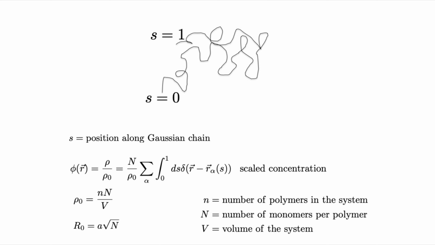Parameterizing the Gaussian chain by S, so S equals 0 at one end and S equals 1 at the other, we can write a concentration like so, as an integral over the chain. I've scaled it by the average monomer concentration ρ0. One useful quantity for the Gaussian chain is the average end-to-end distance r0. We can chop the Gaussian chain into n pieces or segments of length a. A Gaussian chain is a random walk of those segments, and thus has an end-to-end average distance of the segment length a times the square root of n.